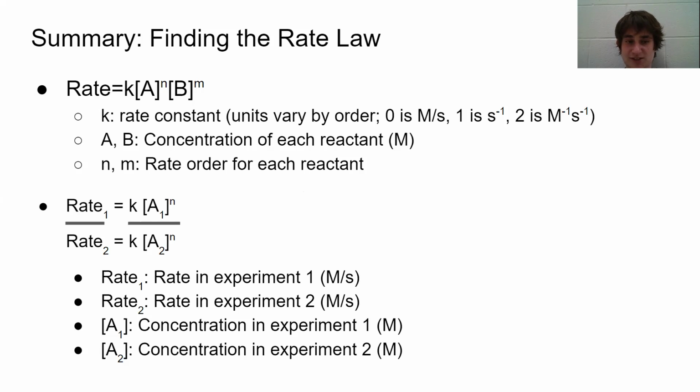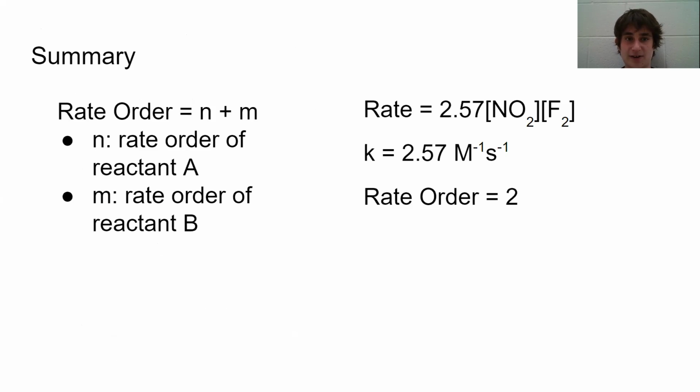Remember, we're going to pick experiments that have one of our reactants changing and the other staying consistent. So that's important. And then we want to put the larger one on top. Rates are going to be the rates in molar per second, and then the concentrations of A sub 1 and A sub 2 are going to be the concentrations in the experiments that correspond, so they should be same and same. All right, and finally, N plus M is equal to our total reaction order. So we're adding up the rate orders of each reactant, and that's going to be the order in total.